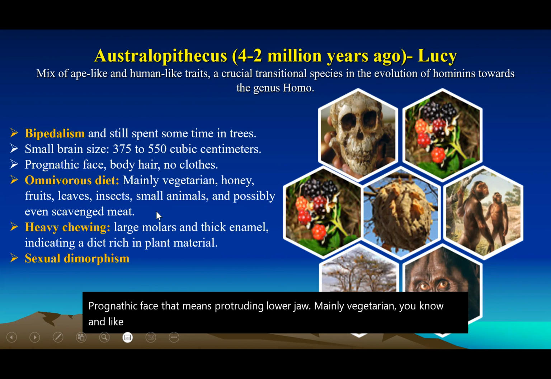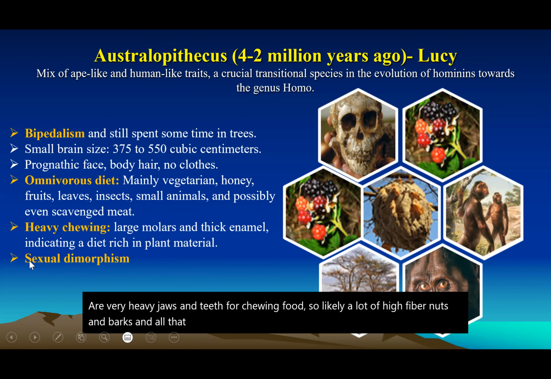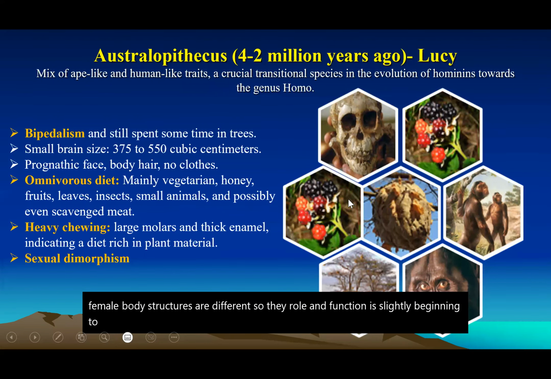mainly vegetarian, and like eating honey and nuts and leaves, insects, small animals, maybe scavenging some meat. Very heavy jaws and teeth for chewing food. So likely a lot of high fiber nuts and barks and all that. She begins to show sexual dimorphism, meaning male and female body structures are different. So their role and function is slightly beginning to change now.